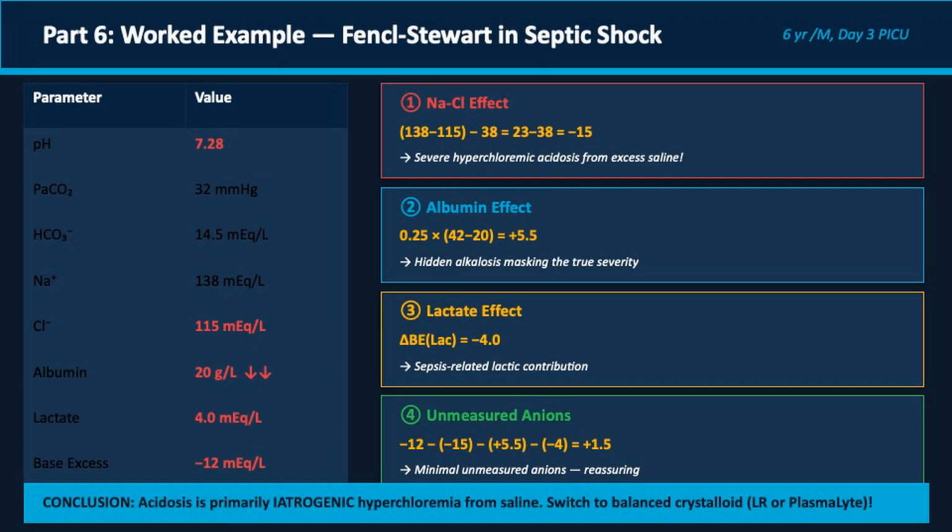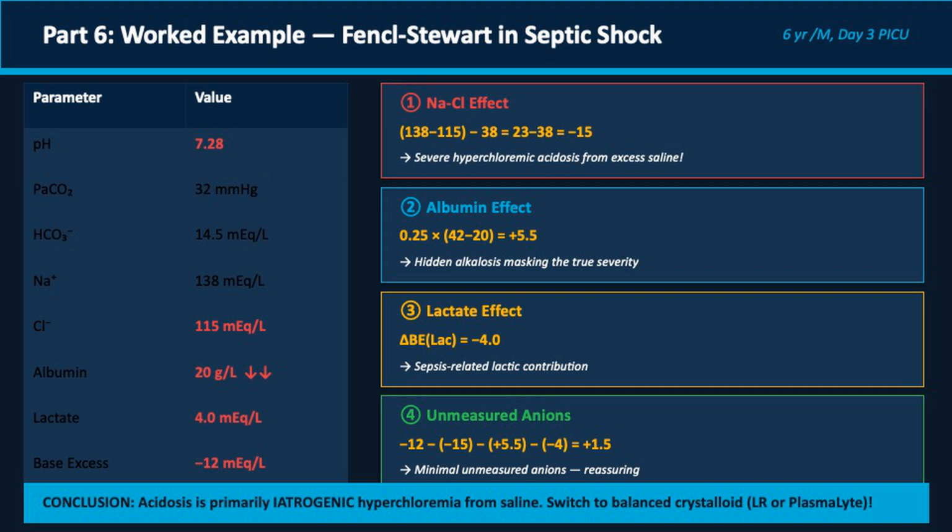Okay, real patient, real case. A 6-year-old child with diagnosis of septic shock, and today is day 3 of PICU admission. In blood gas analysis, pH is 7.28, that is acidotic. CO2 is 32, child is hyperventilating. Bicarbonate is 14.5, which is low. Base excess is -12. Sodium is 138. Chloride is 115. Albumin is 20, and lactate is 4.